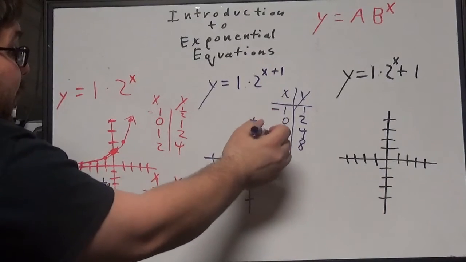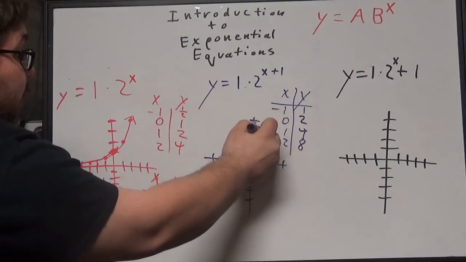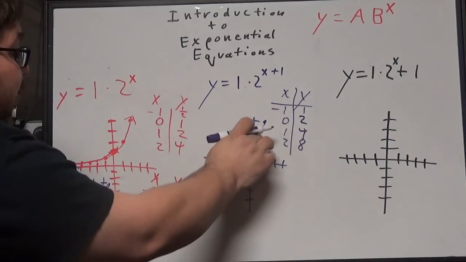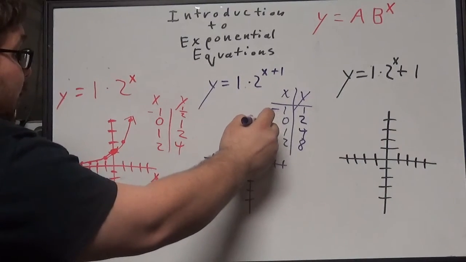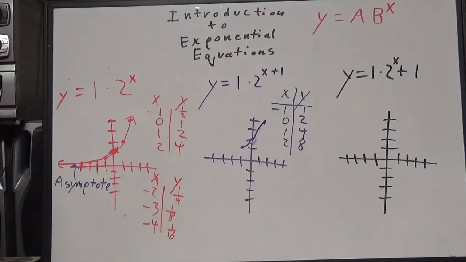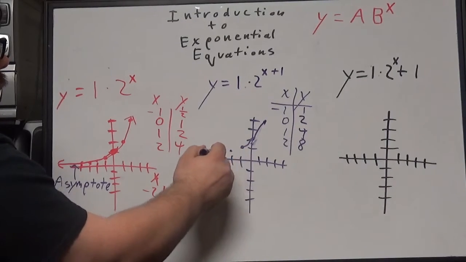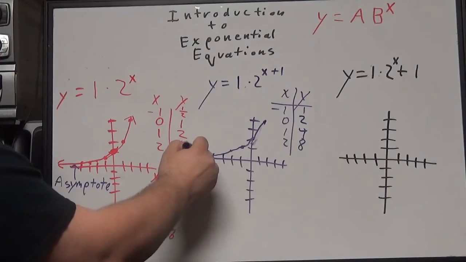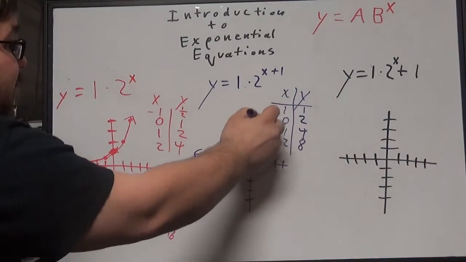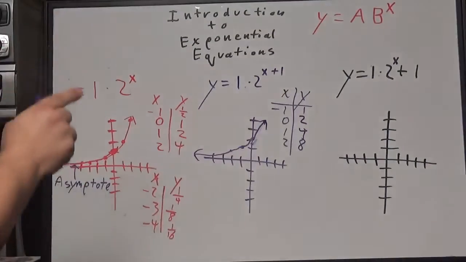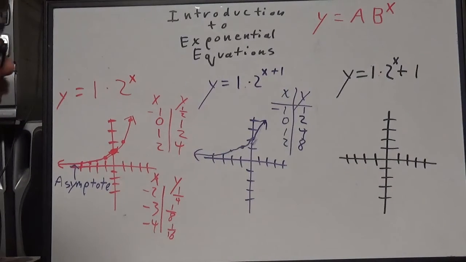So I'm going to go ahead and plot these points. Well, hopefully I'll draw my graph neater than that. I want to point out, just like we had before, our asymptote is still going to be 0. And that's because we don't have a constant. That 1 is in the exponent. It's not constant. It's part of the exponent.